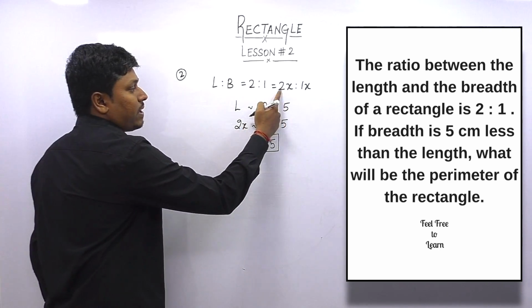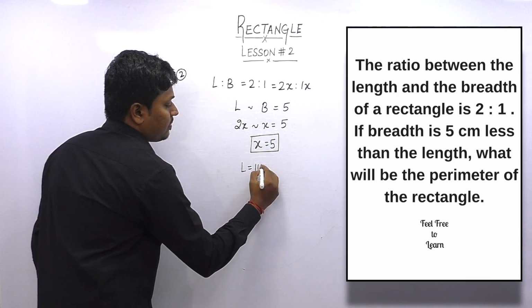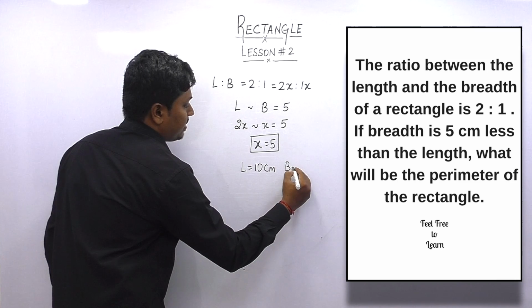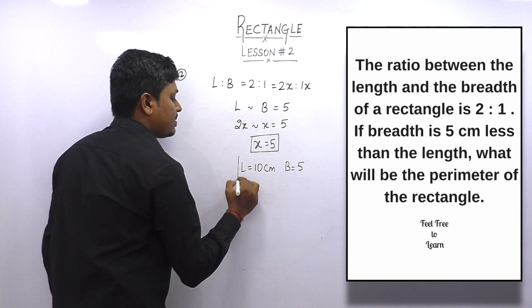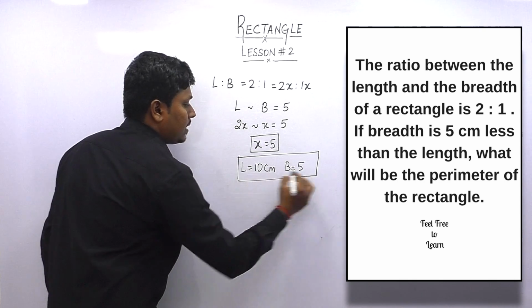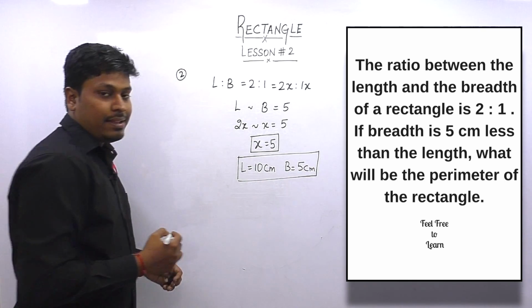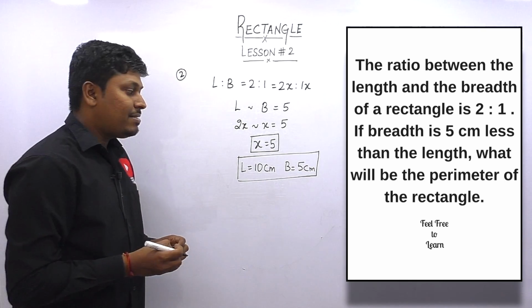So substitute here. 5 into 2 will be 10. So the length will be 10 centimeter. Next is the breadth. So the breadth will be 1x. So 1x will be 5. So we can say the breadth is 5 centimeter. So finally we found the value of the length, that is 10 centimeter, and the breadth is 5 centimeter.